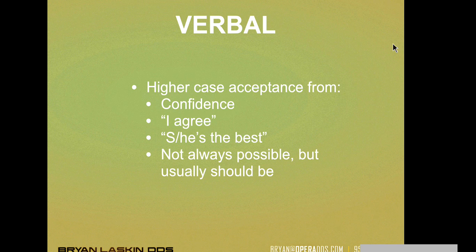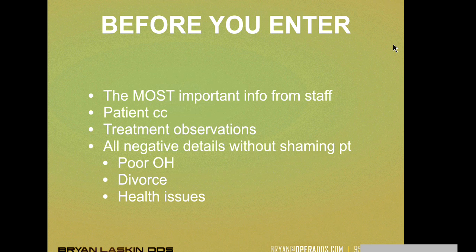Now, it's not always possible, but we work really hard in our office to calibrate everybody to be on the same page. And to make this happen well, you need to have a good layer of intra-office communication. I think the most important information that you get from your staff is before you enter the room. The things you should get before you enter the room are the patient's chief complaint, because you don't want patients to repeat themselves. We've all had that experience at the physician's office, and it's very frustrating. Any treatment observations they see should also be passed along to us, so again, there's no dual entry, so to speak.